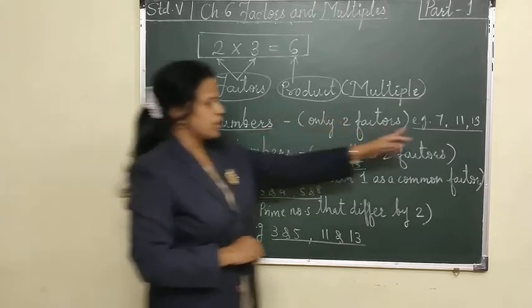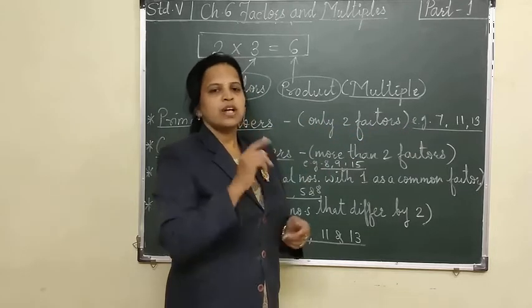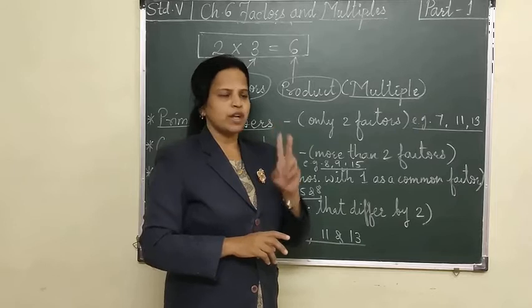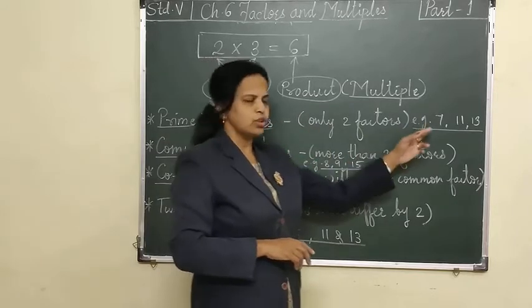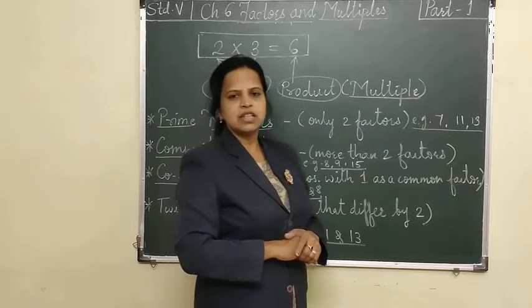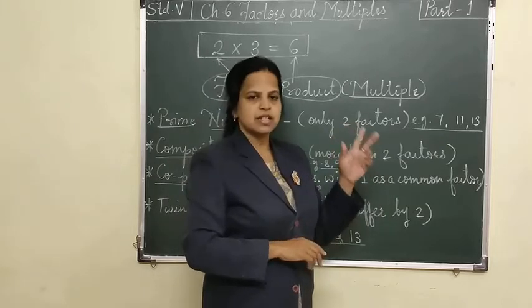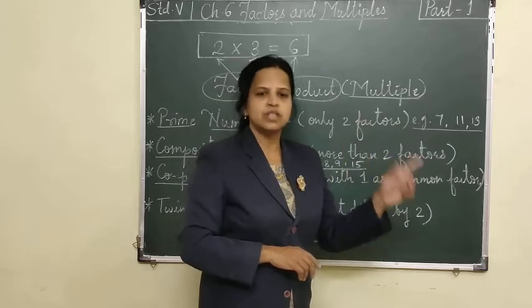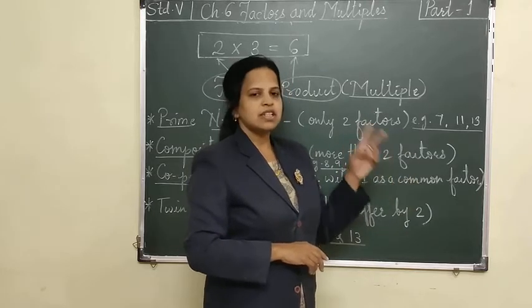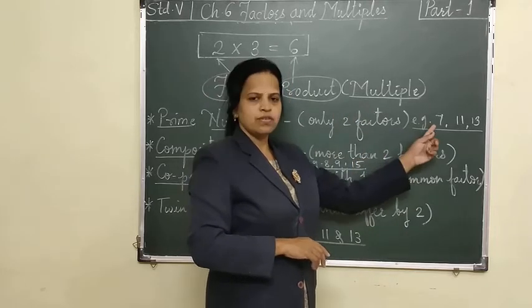For example, take 7. 1 7s are 7. It has only two factors, 1 and 7. Other than these, there are no factors. In any other table, can you get this 7? No. So 1 into 7 is equal to 7, and 1 and 7 are the only two factors of 7.